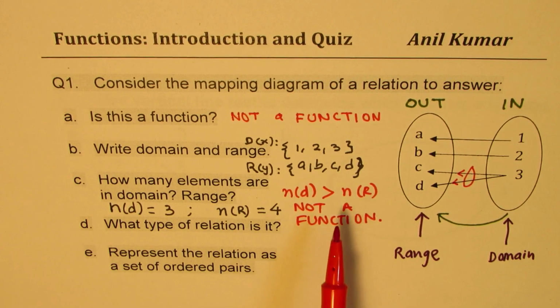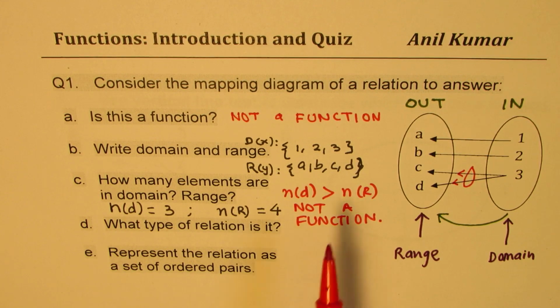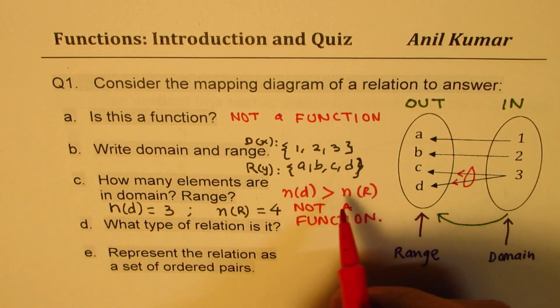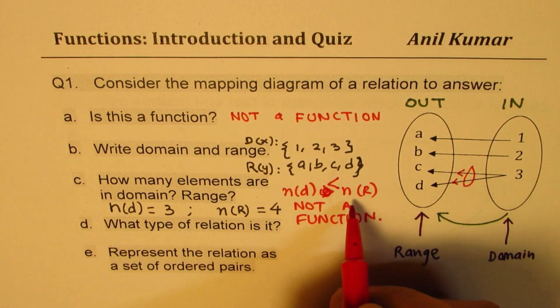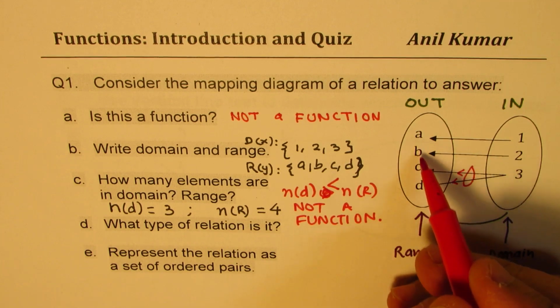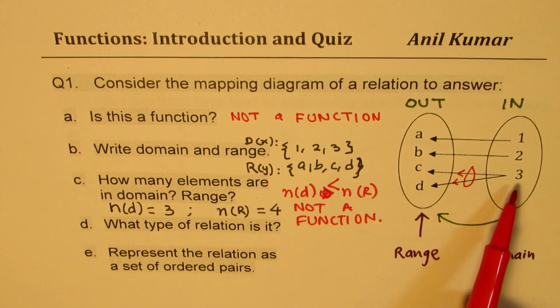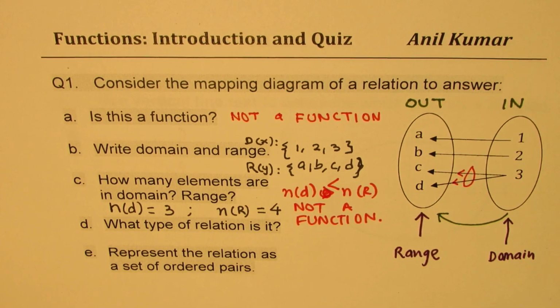Perfect. Sometimes you're only given the number of elements, nothing else. So in those cases, if the number of elements in the domain is less than the number of elements in the range, we have more elements in the range here. That means some element at least should be related with more than one. Otherwise, it is not possible, correct? Therefore, it is not a function. Clear?